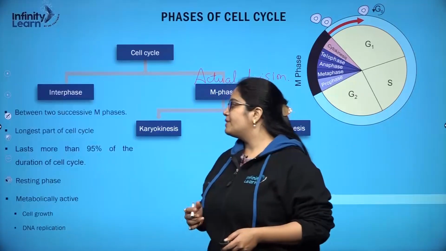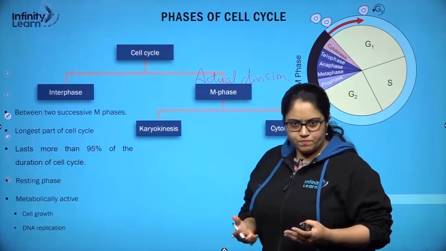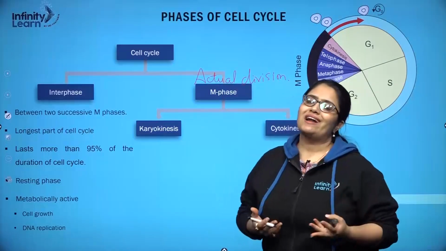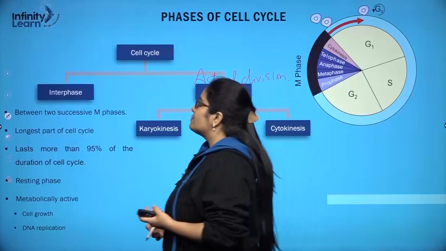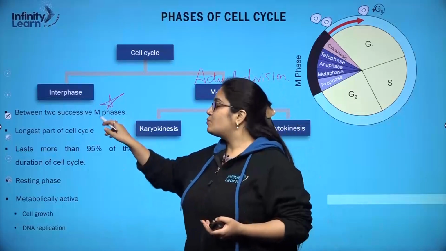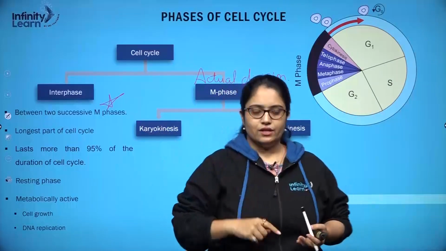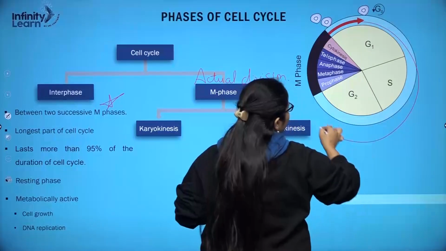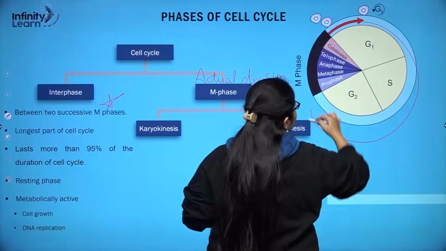तो देखते हैं किस टाइप के events होते हैं during interphase. First important fact about interphase is it is between two successive M phase. तो आप देख सकते हैं, to understand this point you have to imagine two cell cycle. So this is one cell cycle and this is your interphase. ये एक cell cycle का interphase है and this is the M phase.